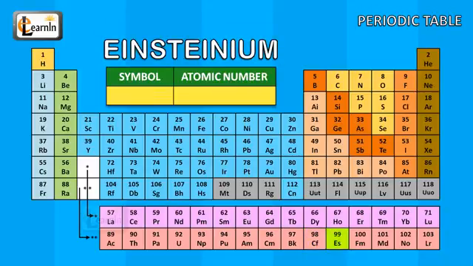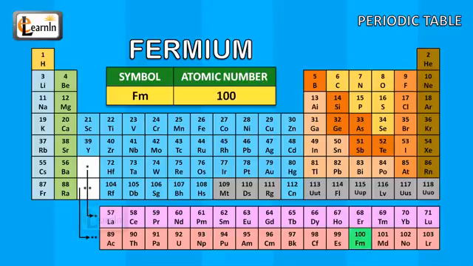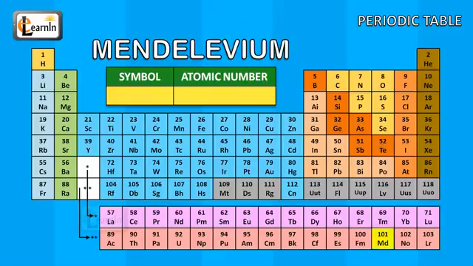The element einsteinium is represented as Es and has an atomic number of 99. The element fermium is represented as Fm and has an atomic number of 100. The element mendelevium is represented as Md and has an atomic number of 101.